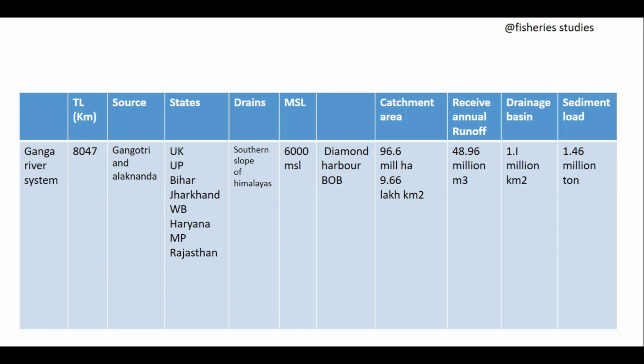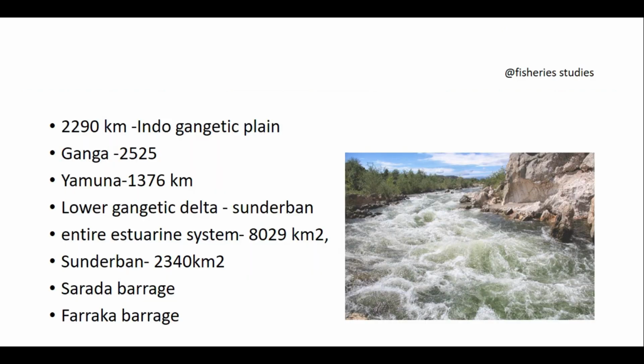Padma and the Jamuna meet, later they form the Meghna estuary and then drain into the Bay of Bengal. Major carp spawn available in the Ganga river system is during May to September. Spawn size is 8 mm, fry sizes 8 to 40 mm, fingerling sizes 40 to 100 mm. Indo-Gangetic plain is 2290 km, Ganga is 2525 km, Yamuna is 1376 km.